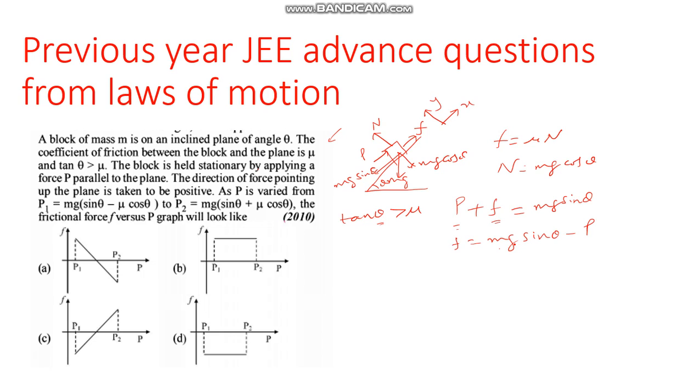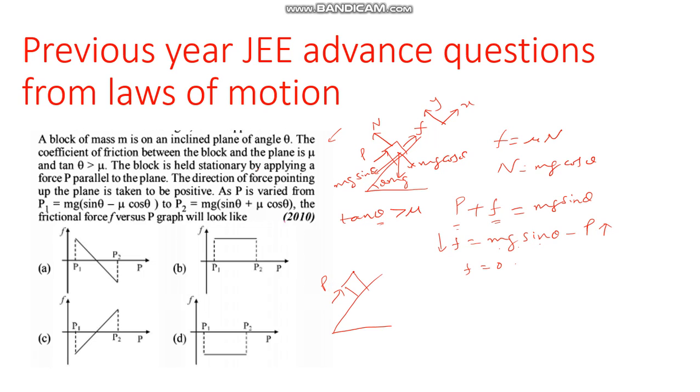So what is happening here? Mg sine theta is constant. So if you are increasing P, F is decreasing. Suppose P is equal to mg sine theta, then F will become zero. You are increasing P, and if you further increase, what will happen? F cannot become negative. In that situation, this block, as you further increase P, will now start moving upwards. Frictional value becomes 0 and you are further increasing the P value.